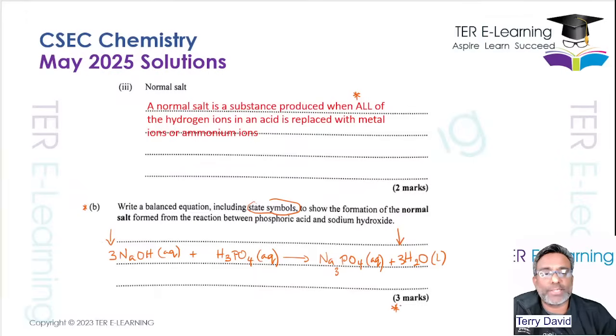Right? So it's a 3-mark question. You're getting 1 mark for all the correct formulas, that's 1 mark. You're getting 1 mark for all the correct state symbols, that's 2 marks. And the 3rd mark is for balancing. So you can still manage to get 2 marks here if you didn't balance it.